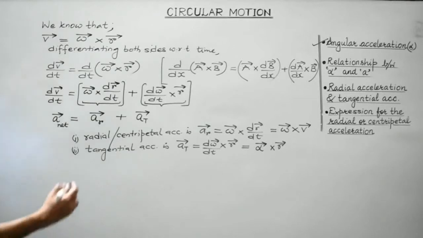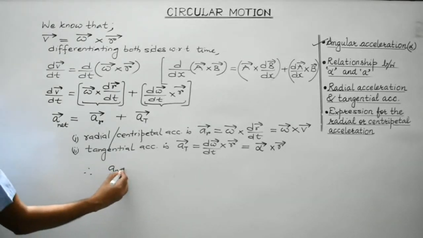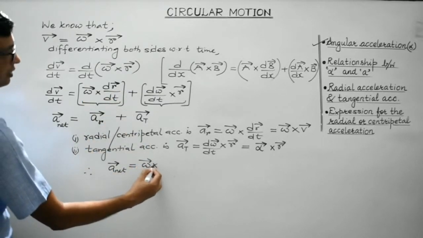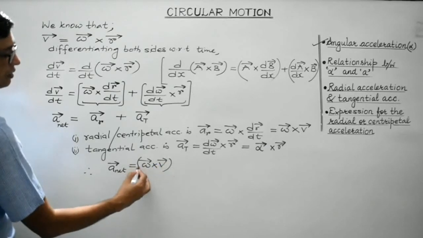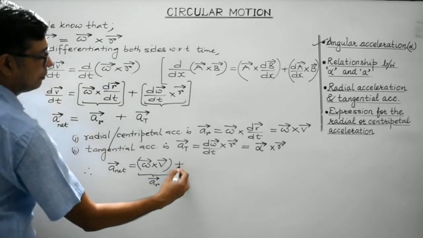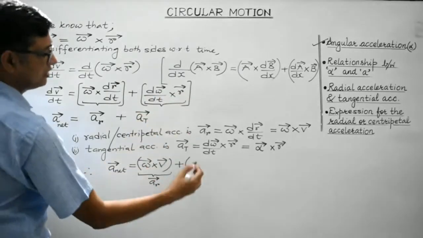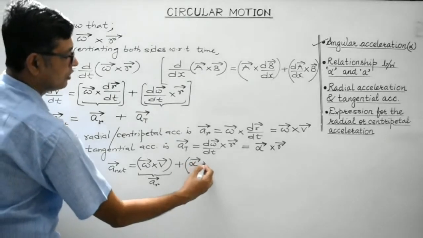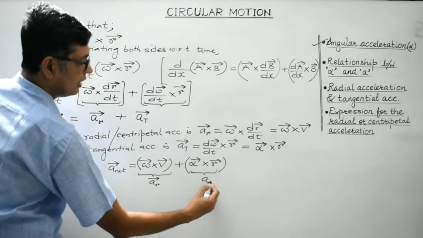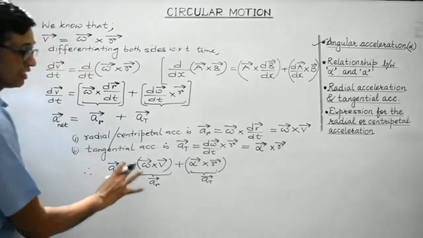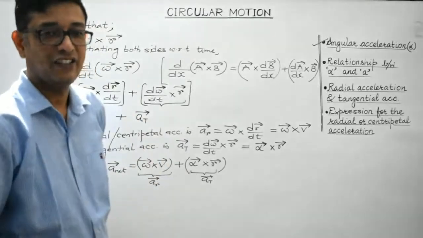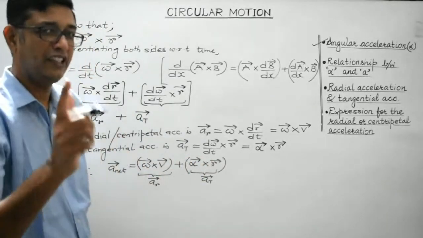Clear, students? Therefore, net acceleration is equal to, this may be written as, omega vector cross v vector. This, as I have told you, is the radial acceleration, plus the second term d omega by dt, that's angular acceleration, cross r vector. This is the tangential acceleration. So net acceleration is the vector sum of the radial acceleration and the tangential acceleration. Now we will discuss these two terms in detail, right?